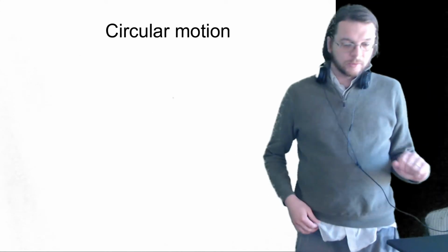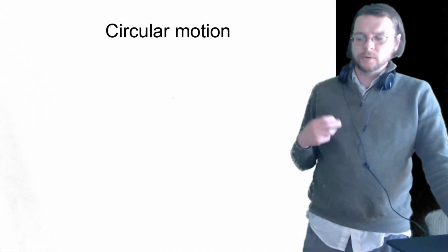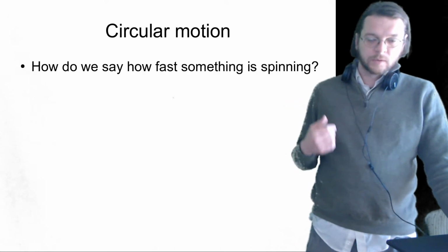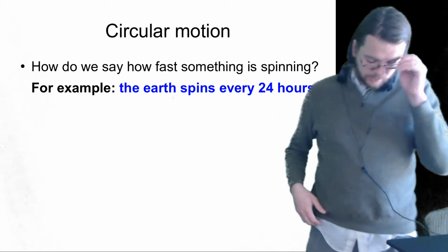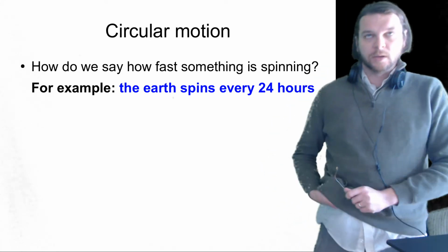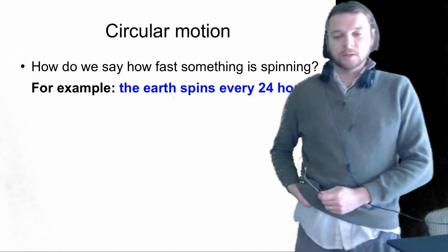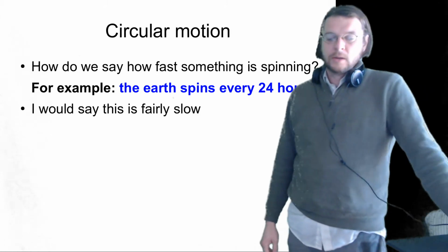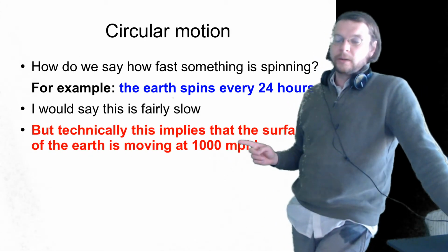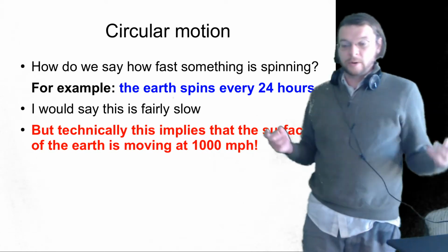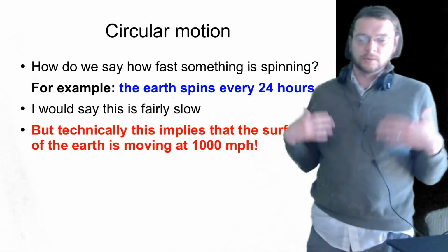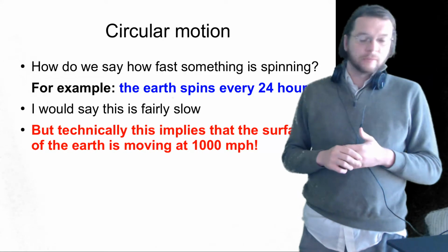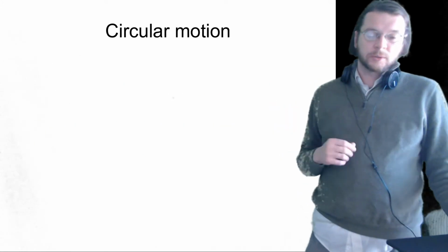So now let's talk about some new stuff. A lot of the new stuff we're going to talk about today has to do with quantifying how fast or how slow something is spinning. For example, the Earth spins every 24 hours, which is a little bit on the slow side. But on the other hand, this implies that the surface of the Earth is moving at something like 1,000 miles an hour. So we need some language for talking about how fast things are moving and rotating as it applies to circular motion.